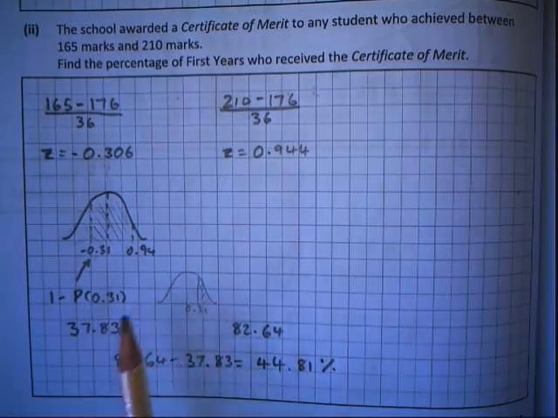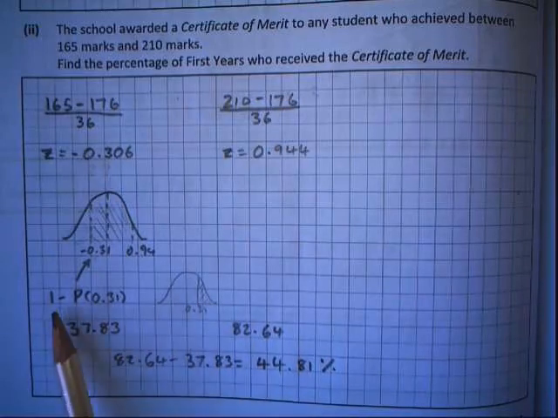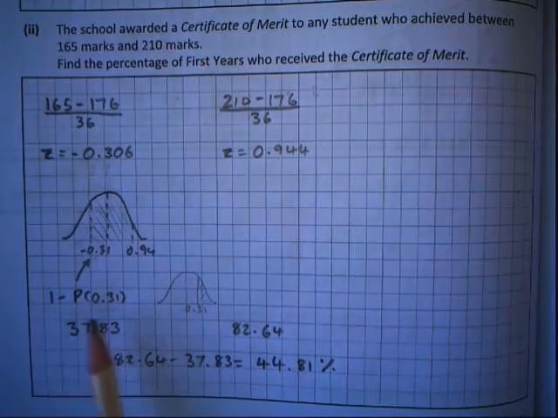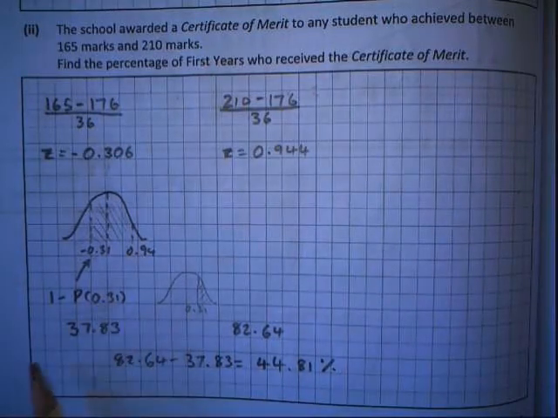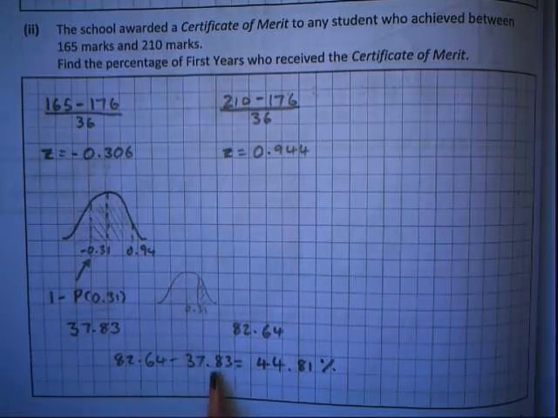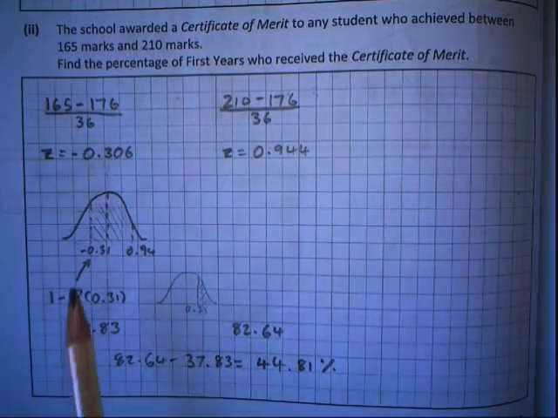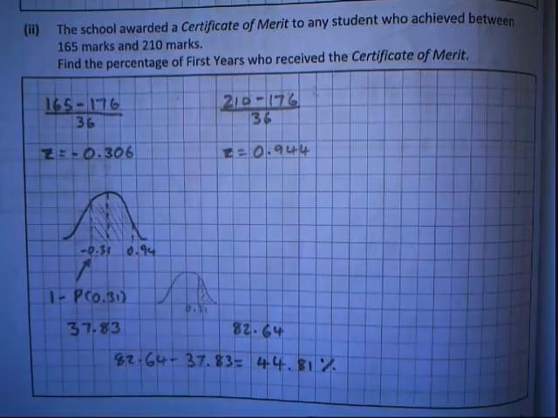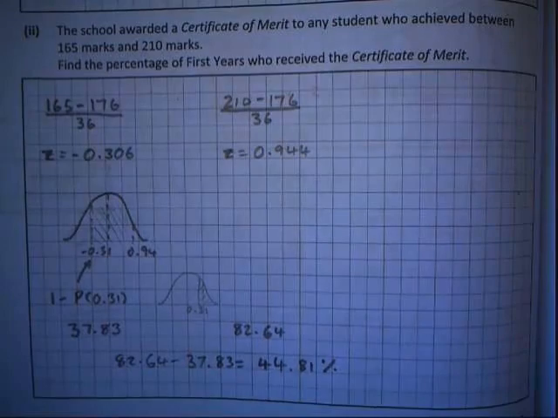We're going to do 1 minus the decimal that it gives. So we're going to do this. Okay, so we look up 0.31. We do 1 minus that answer from the table that we look up. You get 37.83%, and then you subtract them. And by subtracting them, you're just taking this white bit away from this shaded bit. So 44.81%.